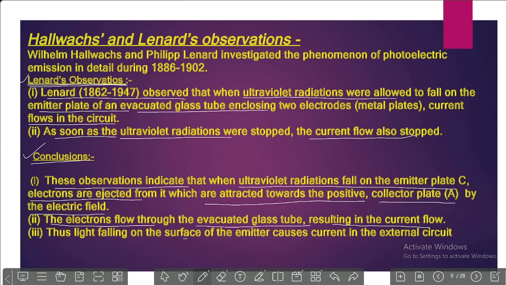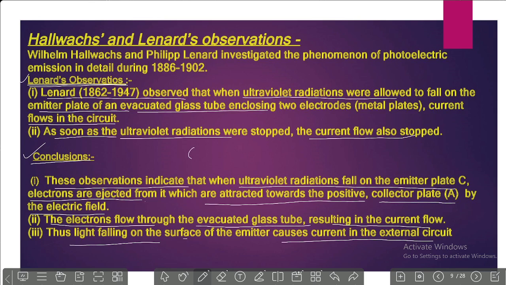So due to light there is current. That is your third conclusion. Due to light, electrons are coming out of the metal and current is produced. Yes or no? So remember these three conclusions. The first basically says when light falls on the emitter plate, electrons are ejected from it and attracted towards the positive collector plate.